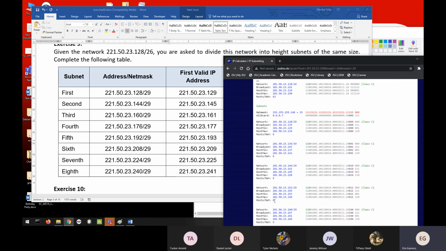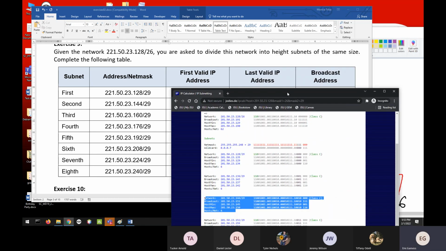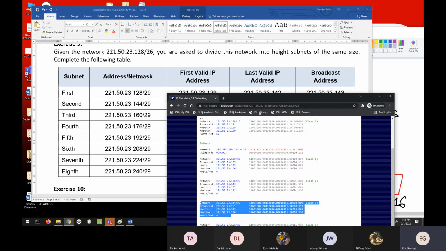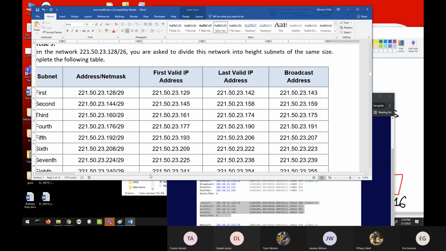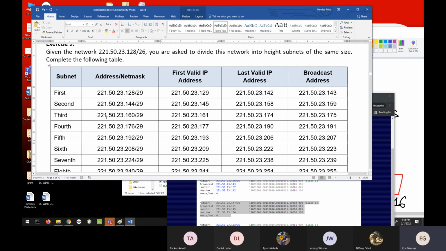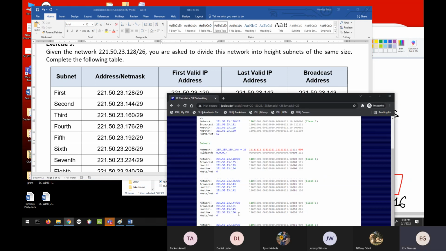Okay, let's just verify, for example, the third one. So this will be the first one, second one, third one is here. So let's verify the third one. Let me put it here. So the third one is 221.50.23.160. Is this the third one? First, second, third?